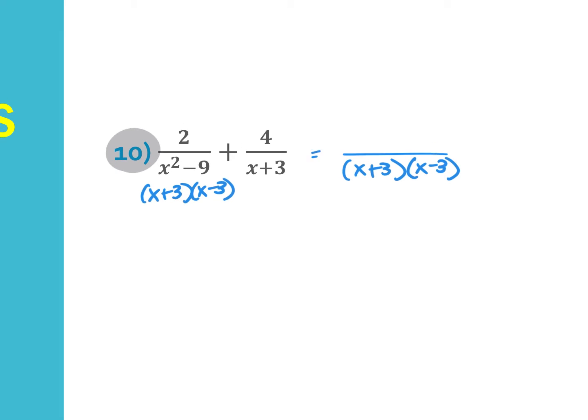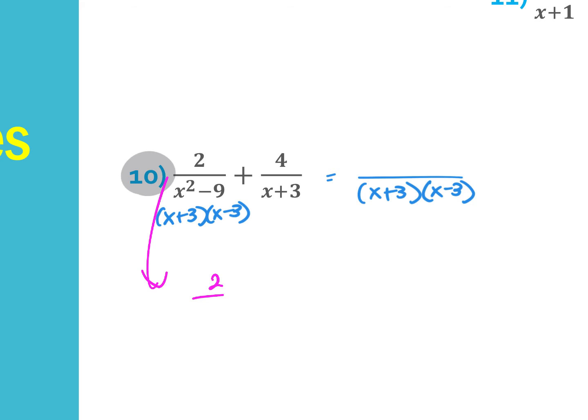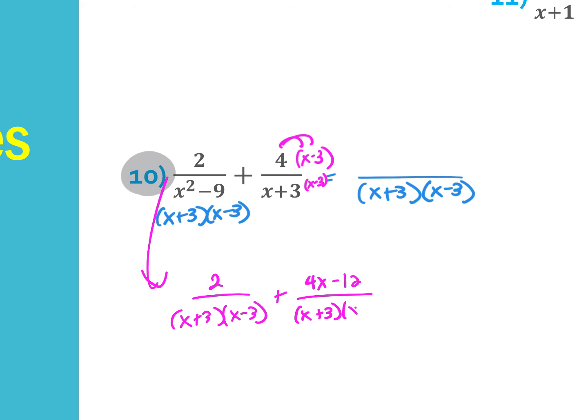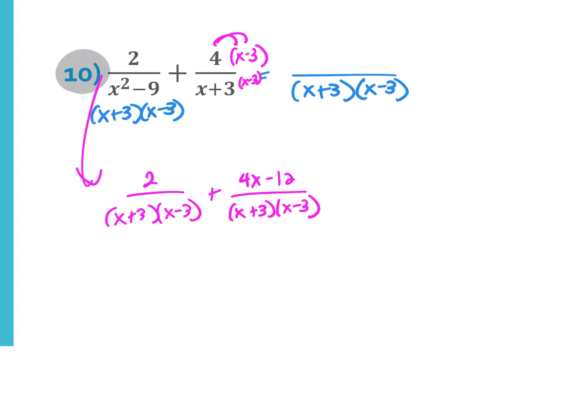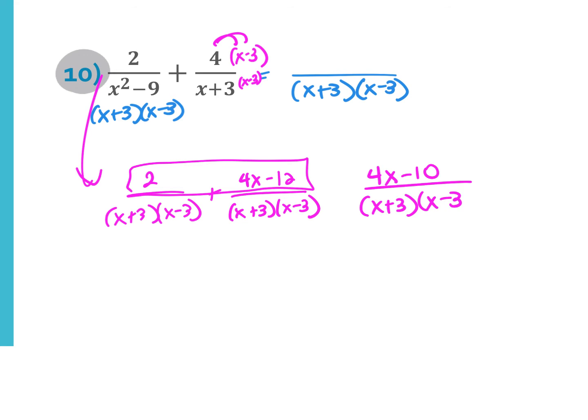So this first one I don't have to change. This gets carried down, 2 over x plus 3, x minus 3. The second one, I'm missing the x minus 3, so both the top and the bottom would get it. I would distribute, 4x minus 12 over, and it's the same denominator, x plus 3, x minus 3. Now just add your numerators here, and I'd get 4x minus 10 over x plus 3, x minus 3.